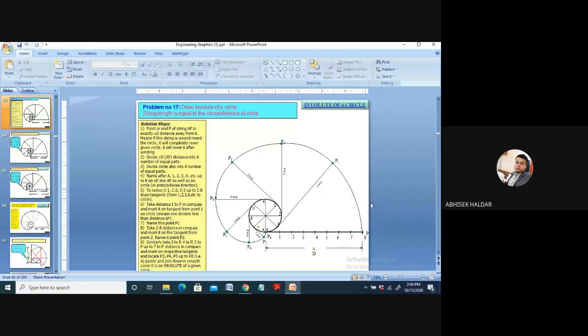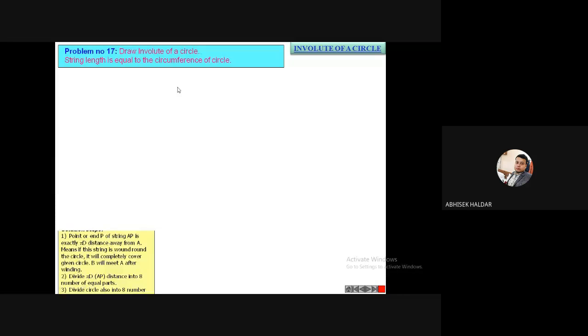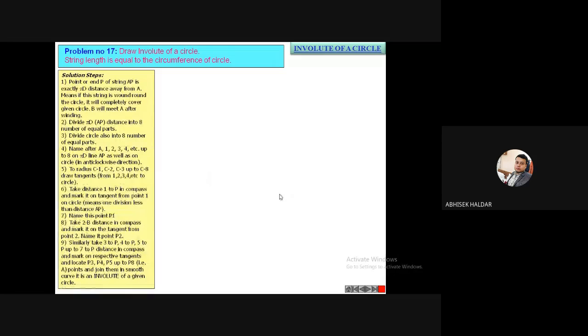Should I start? If you have any questions, you can ask. I think I should first discuss this process, then you can ask any questions. The question is very simple. Draw an involute of a circle. The string length is equal to the circumference of the circle. That means pi d is equal to L. That is the case given. So let me go to the problem first.